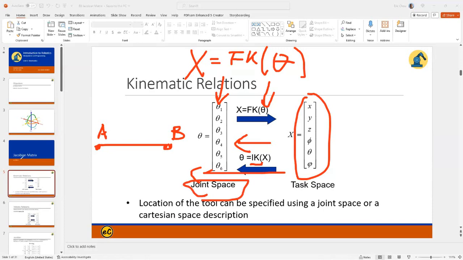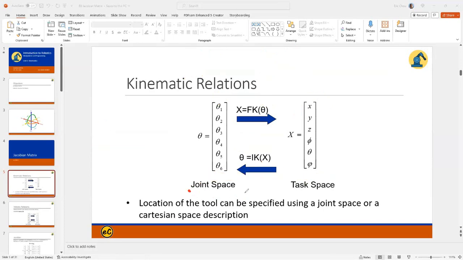So joint space is the variables for the control of your robot. Task space is how your finger or your arm will be positioned. Is that okay so far? Yes. So these are the two spaces and their relationship.